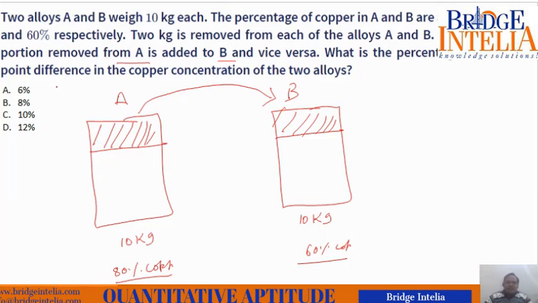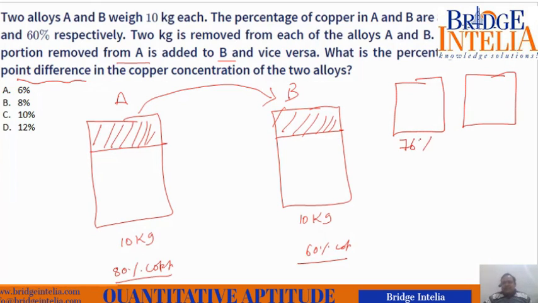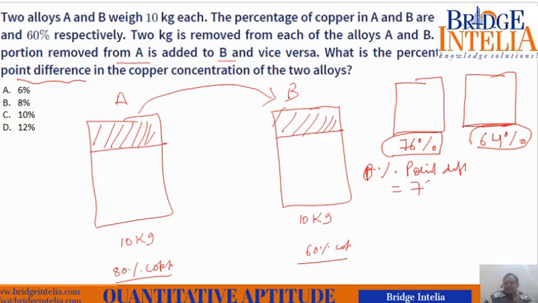The question is, what is the percentage point difference? So after having exchanged, in this one the copper percentage was 76%, whereas in the other one it is 64%. So they are asking for the difference of these two percentages. So the percentage point difference, 76% minus 64%, comes out to be equal to 12%.